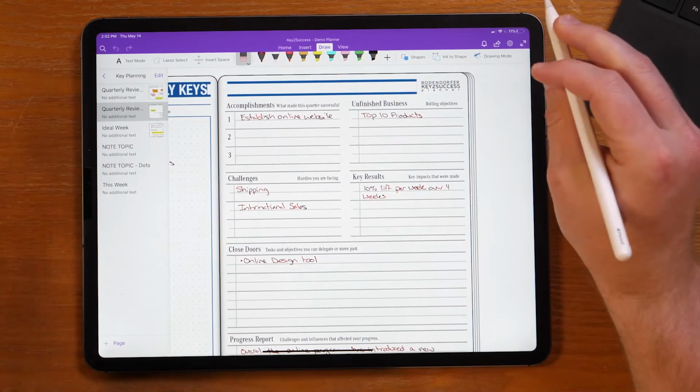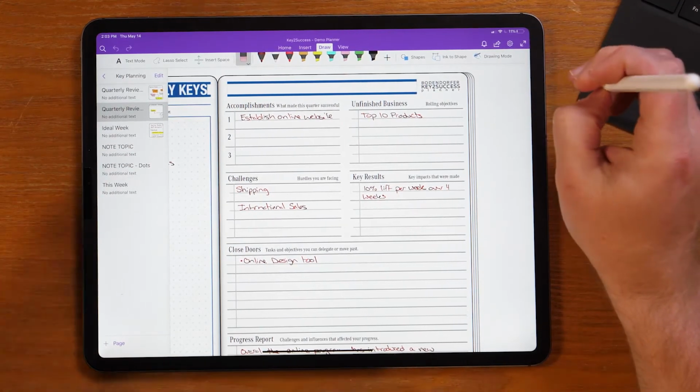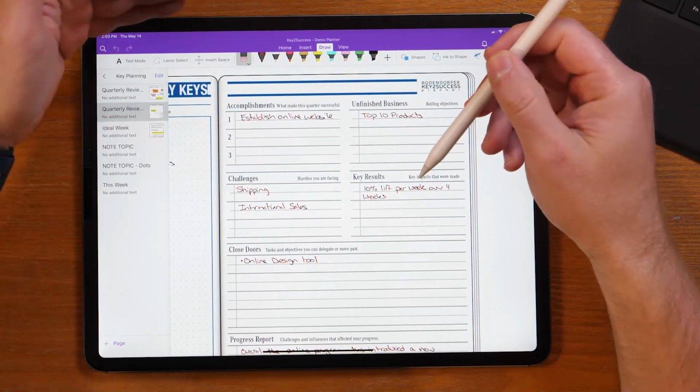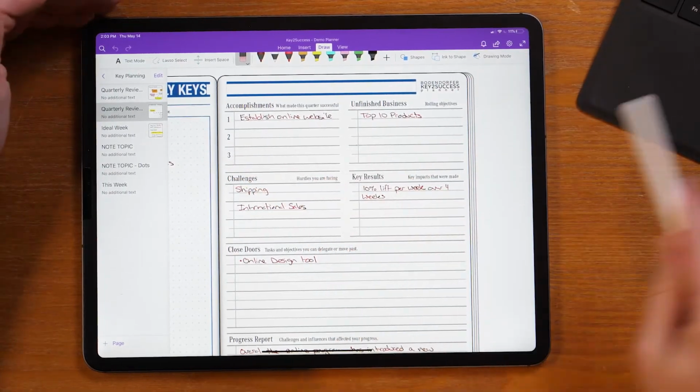Key successes are the things that are going to make an impact on your vision. What's the difference between that and an accomplishment? Accomplishments are the key events that took place over the last 12 weeks in a quarter to really help you drive home success. But these key results are the things that are going to impact the next 12 weeks and beyond. For example, in this case, I indicated that I established an online website. Well, that was my accomplishment. But the key result is we saw a 10% lift week over week in sales. That's something that's going to drive us forward.